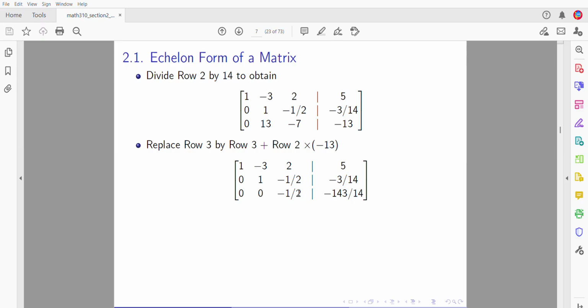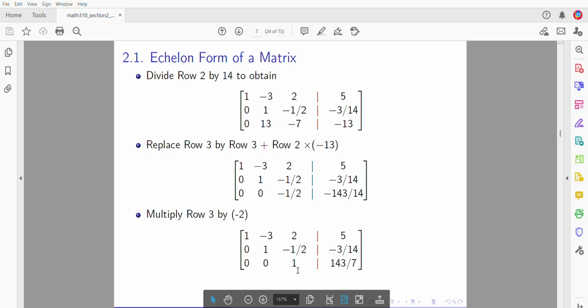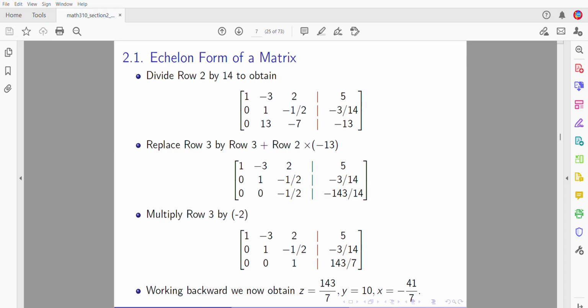I want a 1. So I need to multiply row 3 by -2. You get 1 here and -2, that will reduce this. You get 143 over 7, the same numbers. Now we can work backwards, you see. Working backwards, just as we did previously, gets you Z, then you get Y, then you get X.